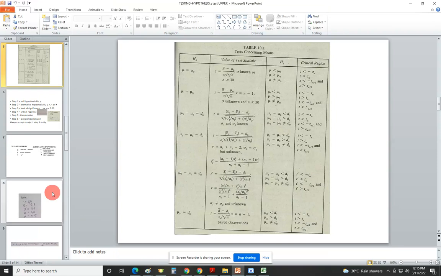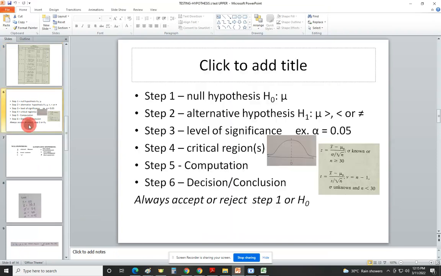Okay, next. Now, the first step in hypothesis testing. First, you're asked to state your null hypothesis. Then second is the alternative hypothesis. Now, somebody asked me before that, sir, yung claim ba na nakalagay sa problem, is that always the null hypothesis? Sabi niya. No. Okay?